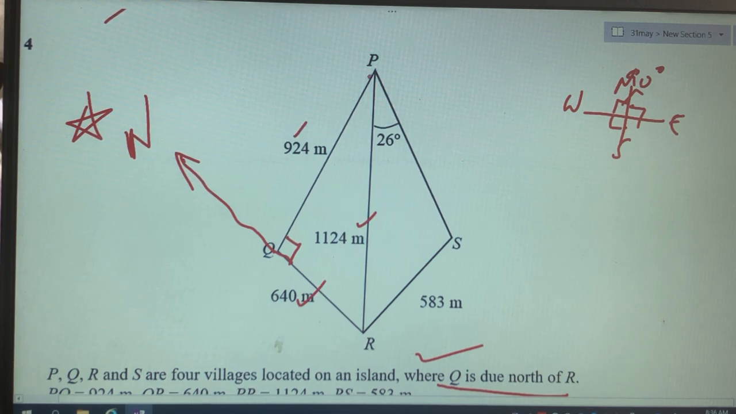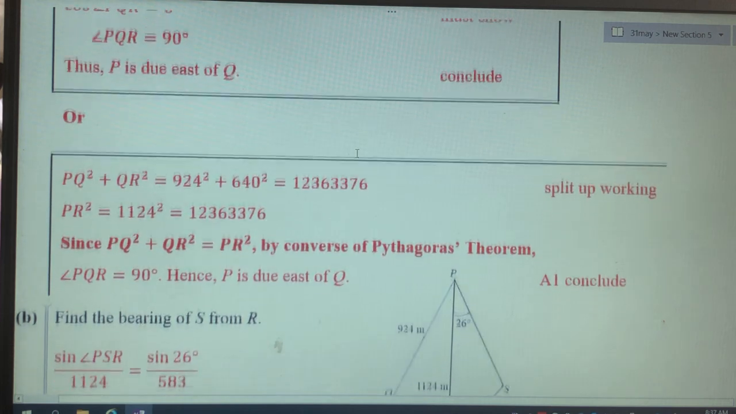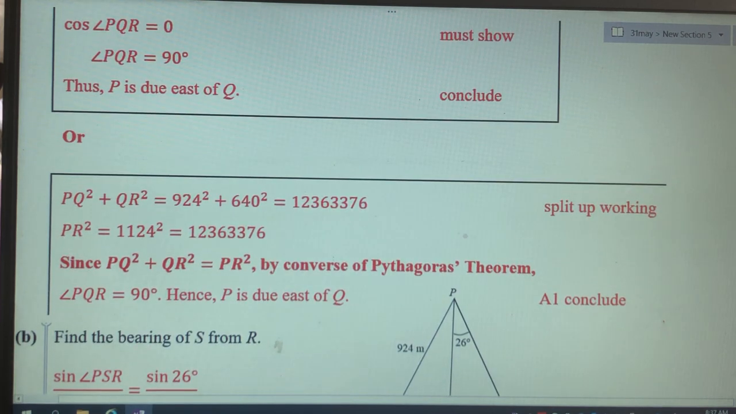That's why they give you this. You can use your Sec 2 work. You find this one square, then another line, you square this, add together, you see whether these two values are the same. If it is the same, then it's by converse of Pythagoras theorem, okay? So you note the remark here, this must be separate from this. That's what we mean by split working.